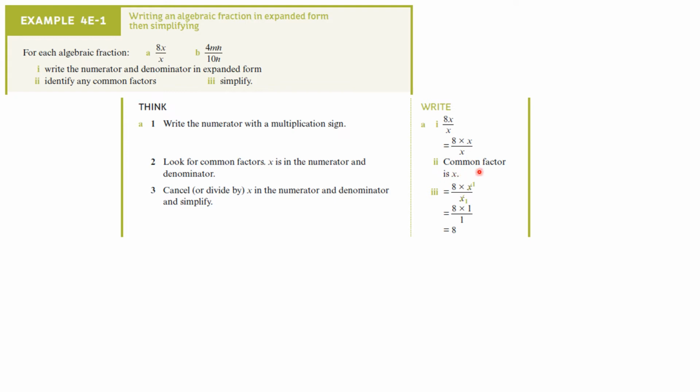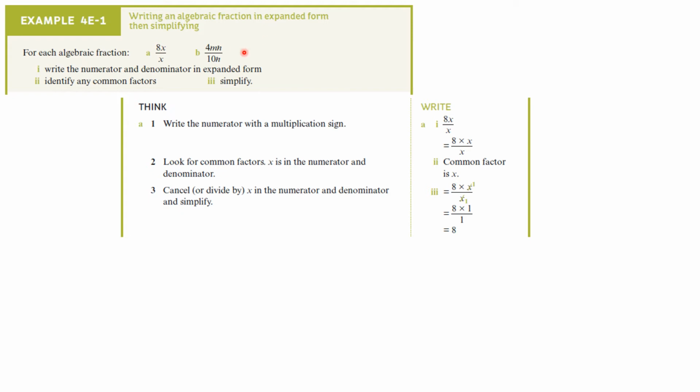Part 2 is, well, what is the common factor? So we look at the numerator and the denominator. They both share the letter x. So we write that as our common factor. And part 3 is to simplify. x over x, that's the same pronumeral. They can cancel out, and they end up with 1. So they've shown that as 1 over 1, and we know that 8 times 1 is 8, and dividing 8 by 1 is still 8.